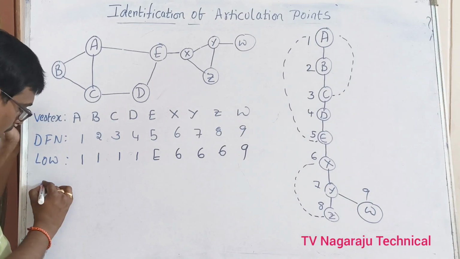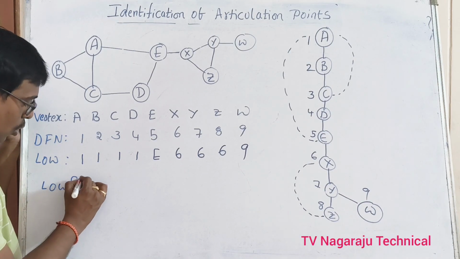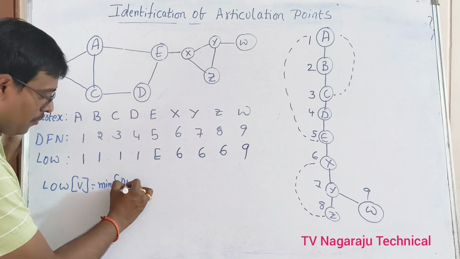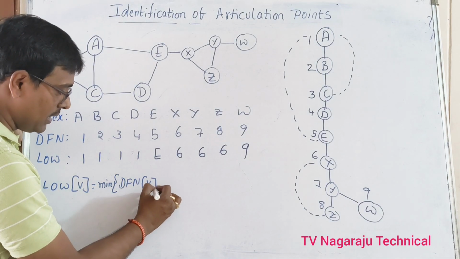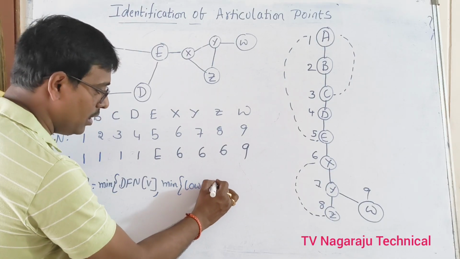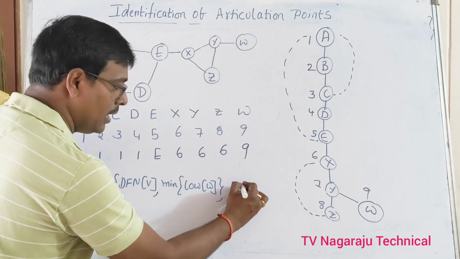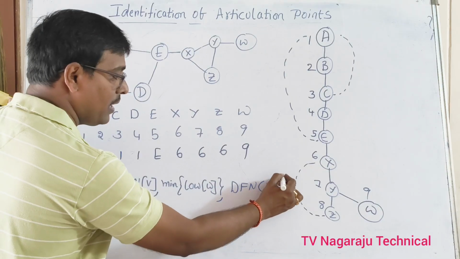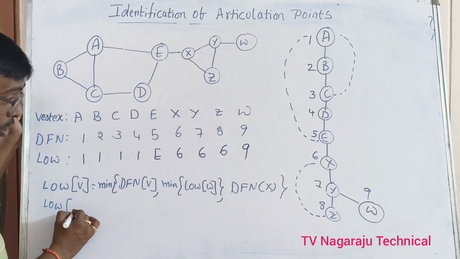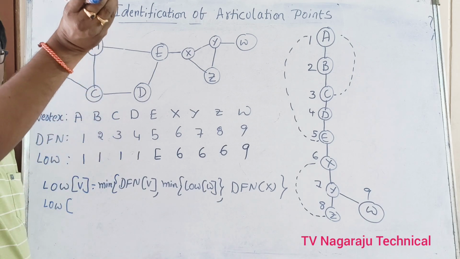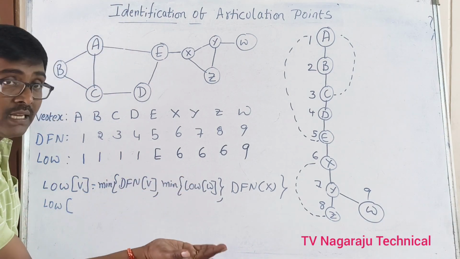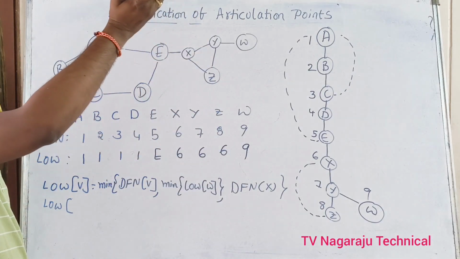Anyway, you know the formula. What is the formula? Low of a vertex is equal to the minimum of DFN of that vertex, comma, the minimum of low of their children, comma, DFN of X. That is the back edge. Now calculate each and every one. If you want to calculate a vertex, you need to calculate the low of their child value. That is the reason we are calculating from bottom to top.